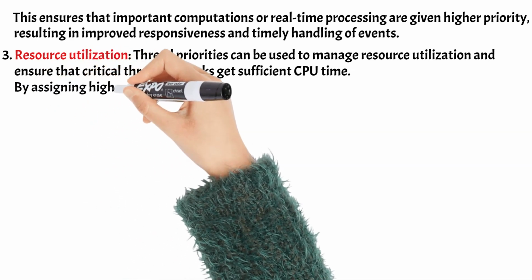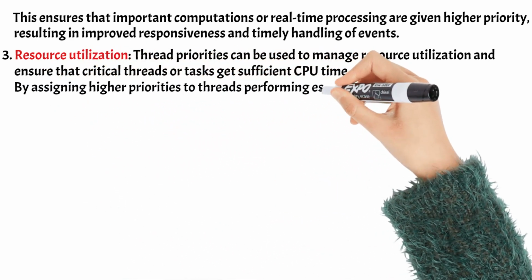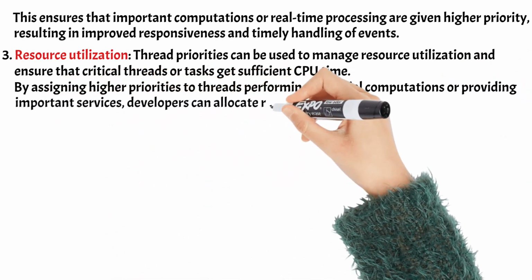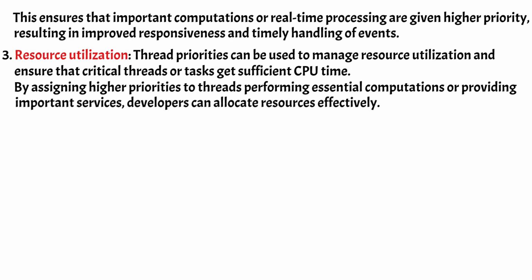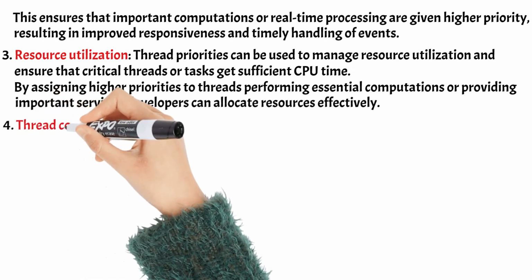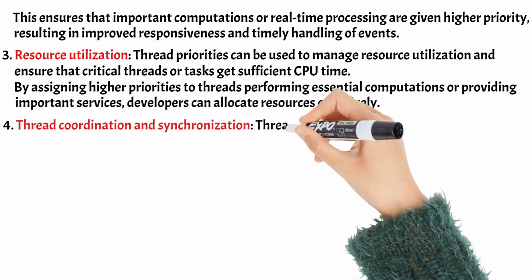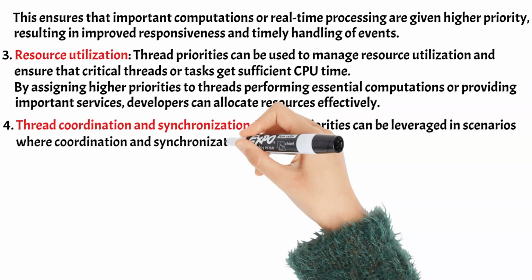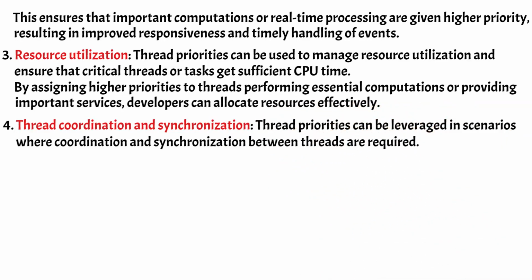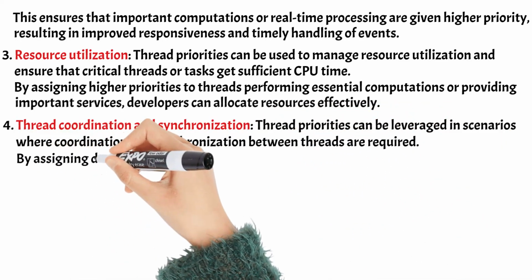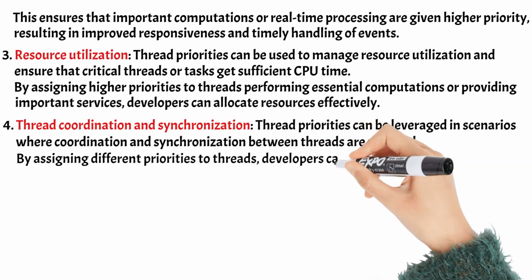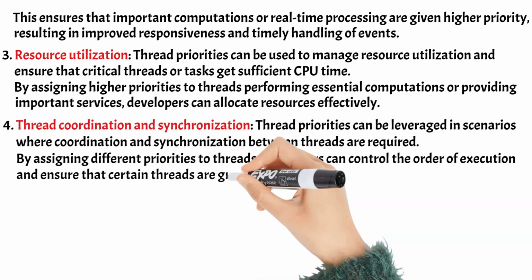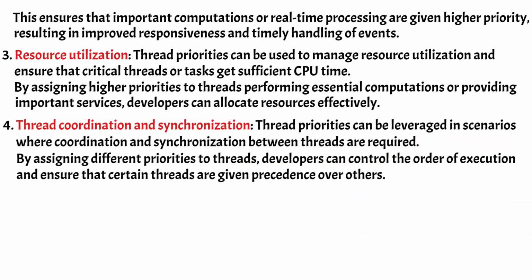By assigning higher priorities to threads performing essential computations or providing important services, developers can allocate resources effectively. 4. Thread coordination and synchronization. Thread priorities can be leveraged in scenarios where coordination and synchronization between threads are required. By assigning different priorities to threads, developers can control the order of execution and ensure that certain threads are given precedence over others.